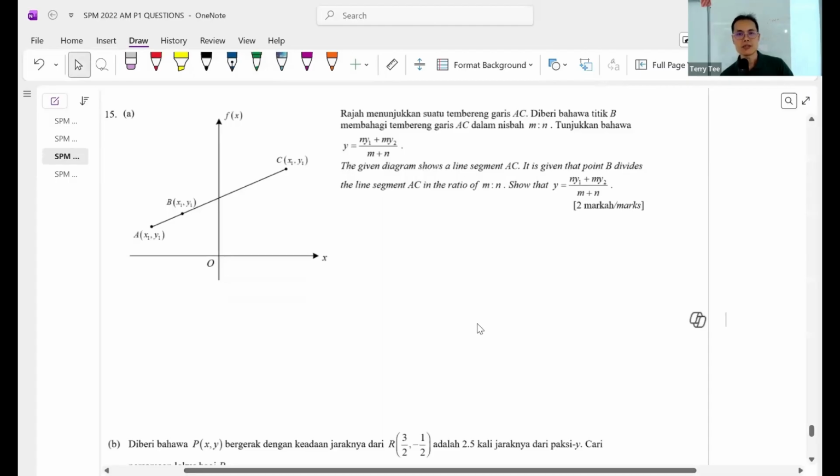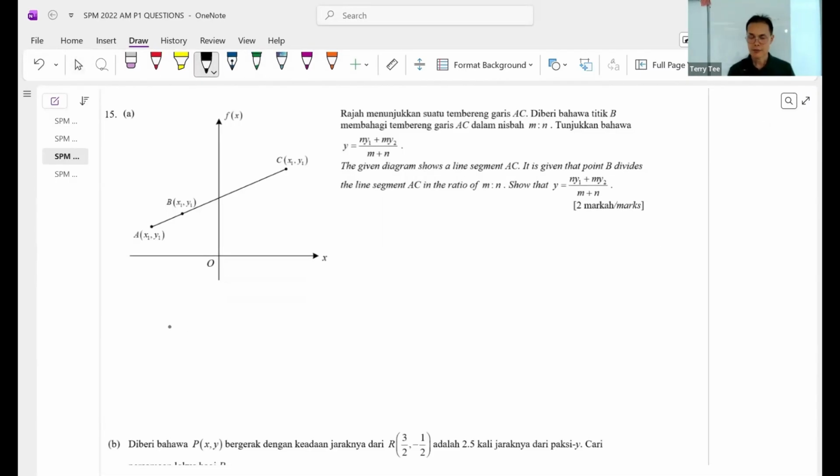Okay, question number 15. This is Form 4, Chapter 7, Coordinate Geometry. So here we are supposed to show the unit divisor of a line segment. Now we are supposed to show that your y is this. Okay, now what can we do here? We have to use what we call similar triangles. So I'm going to draw a line here. This is your x1. This is your y1. This is your x. This is your y. This is y.